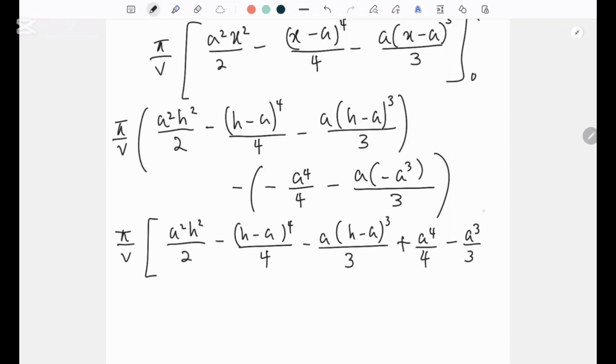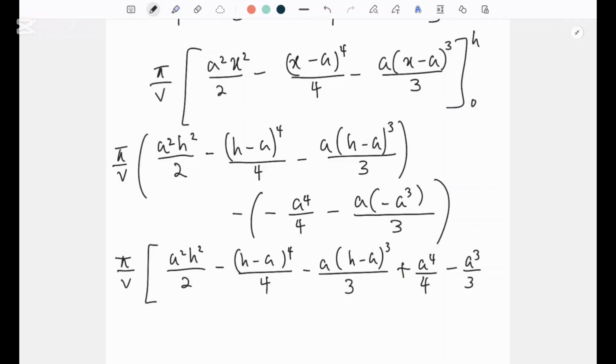And let me just recheck everything. Oh, wait, this has to be a to the power of 4, right? Because it's minus a to the power of 3 into a. So it's minus a to the power of 4 over 3, right?